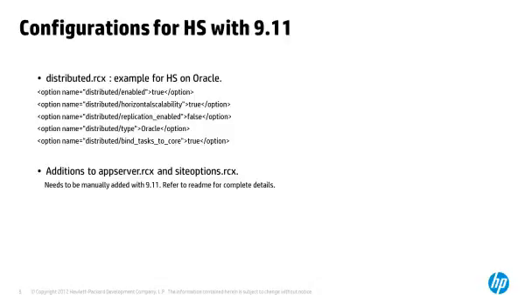Okay, before getting into that, based on the feedback I got from the last session, what are the configurations we need to do for HS? What are the additional configurations you want to do for HS with 9.11? You know all the regular changes in the distributed RCX, but one important thing I want to call out is the one which just got highlighted. This is a new RCX option that we want to include in HS, that is distributed horizontal scalability true. This is part of the README, and this is a part of the new HS guide also.